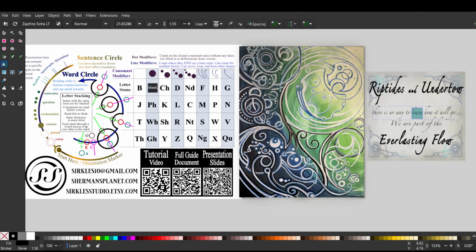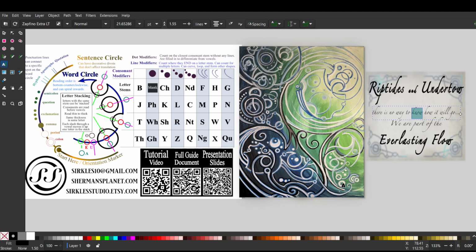Then we have an it, I-T. Then we have a W-I-L-L. And then a G-O. So will go. So there is no way to know how it will go. Jumbly. But that's kind of the point. There is no way to know how it will go. And then we have this section.